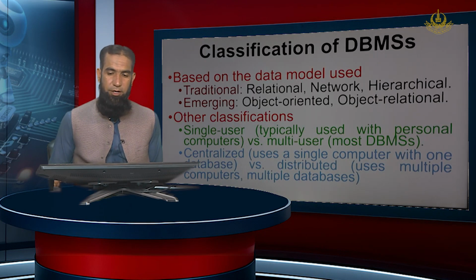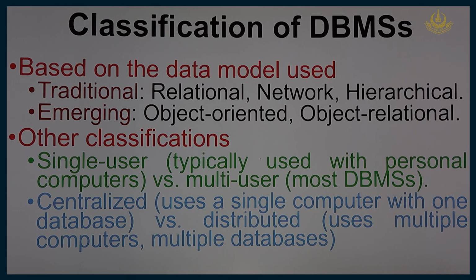Then the classification of database DBMS. Based on the data model used, there are different types of data models: relational data model, network data model, hierarchical data model. These are classical ones. And then the object oriented and object relational. We will discuss these in the following slides.